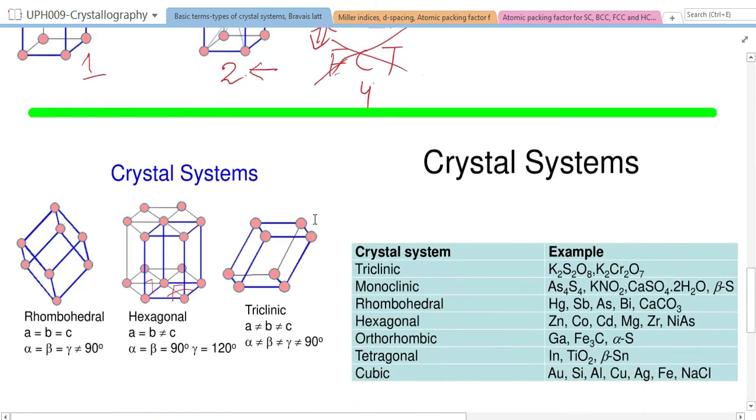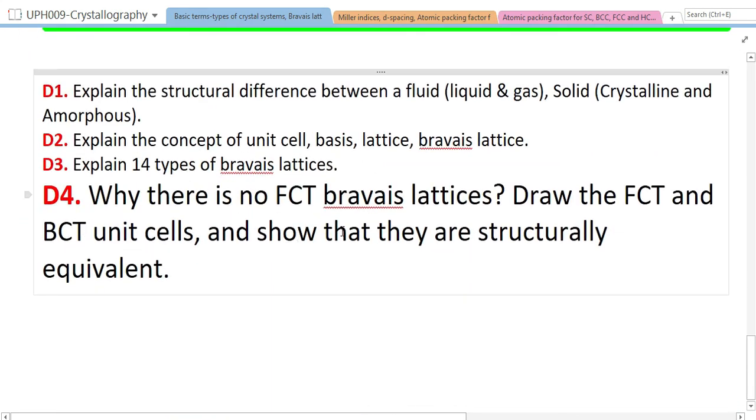With this, we are at the end of this session, and in the next session we'll talk about something called Miller indices and atomic packing fractions. Thank you.